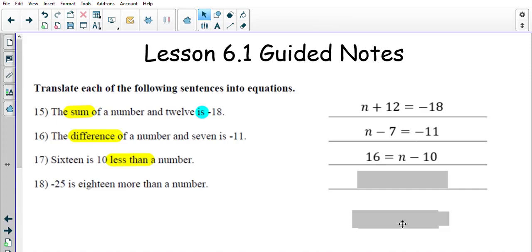All right, number 18, we have negative 25 equals, and then 18 more than a number. The phrase more than represents addition. So our final equation is going to look like this. Negative 25 equals 18 plus n.